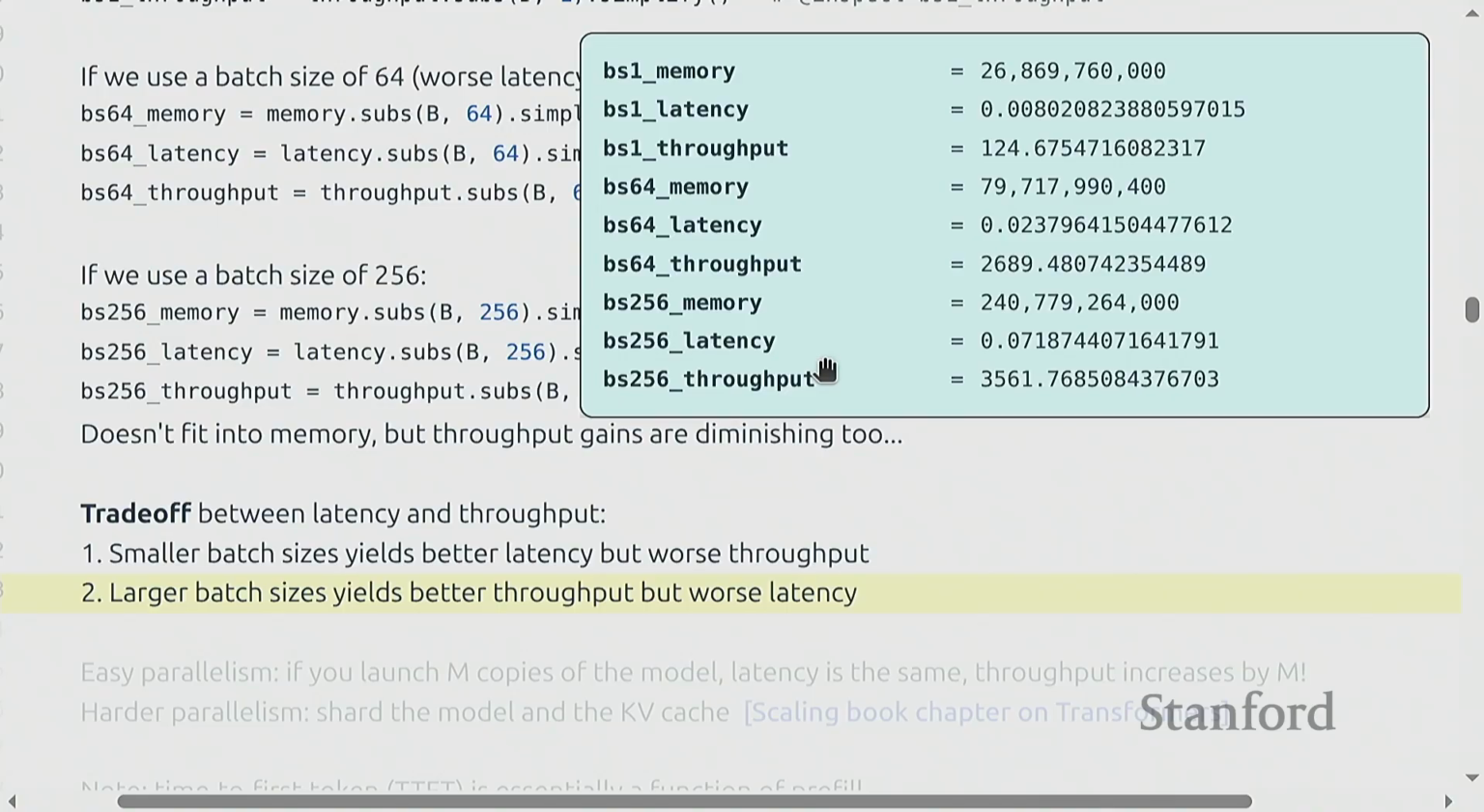And finally, last week we talked about parallelism for training, and it was kind of complicated, annoying. At least one type of parallelism for inference is really, really nice and simple. You just launch m copies of the model. Okay? No communication because you don't need to update the models. The latency is the same, and the throughput increases by m. So that's pretty good. So always remember that. Don't forget the easy things.